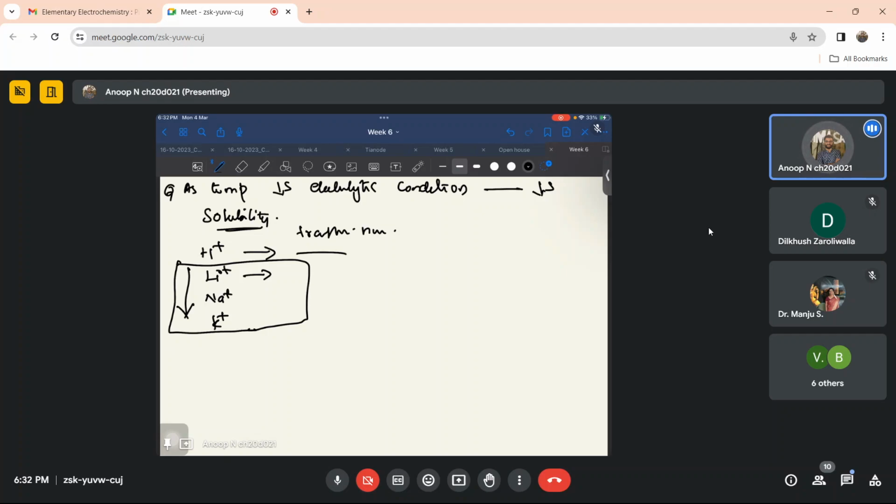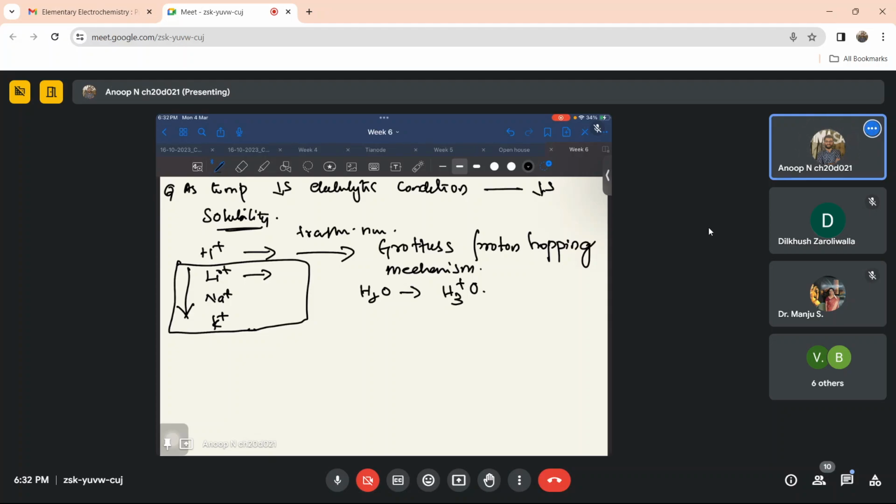So what's the reason? Why does H plus have very high ionic conductivity? It contains only one proton, right? So it comes from something called Grotthuss proton hopping mechanism. Proton is very small, so it can attach to a water molecule and form H3O plus.